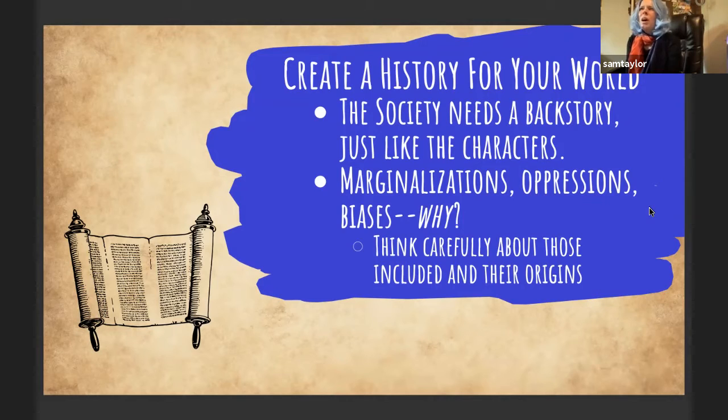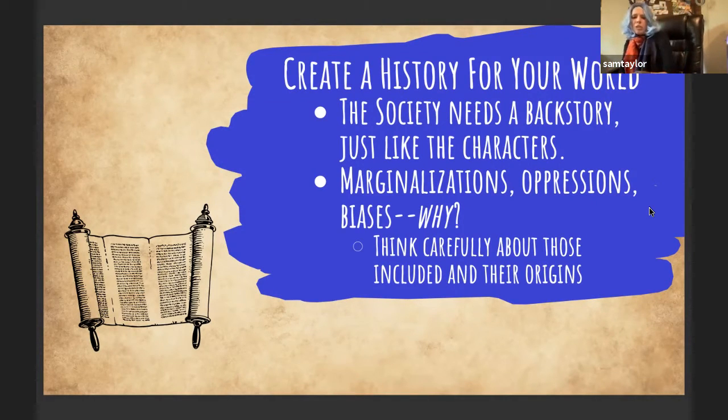It's going to shape what they want. It'll shape how they think they can go about getting what they want.